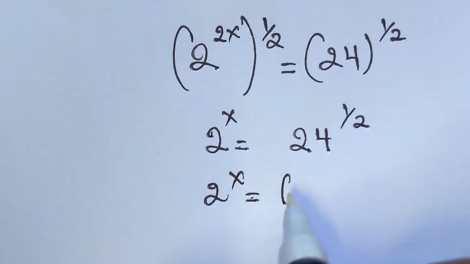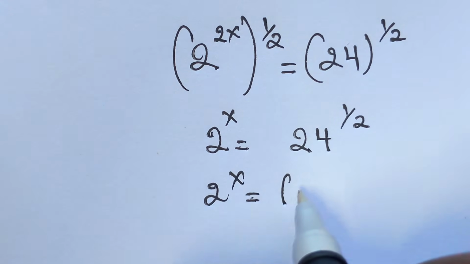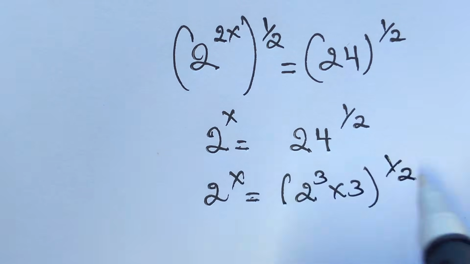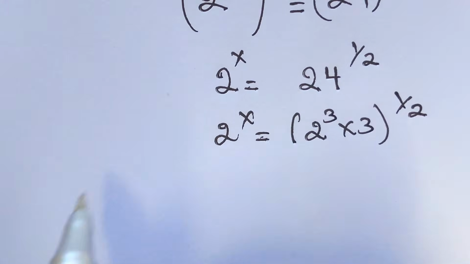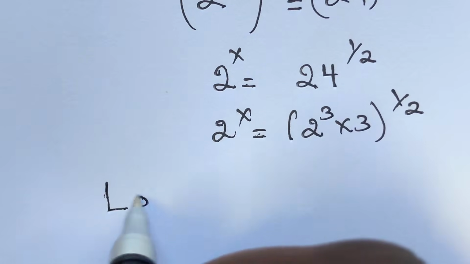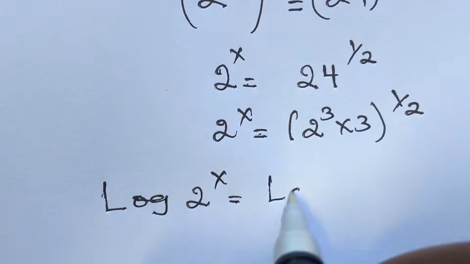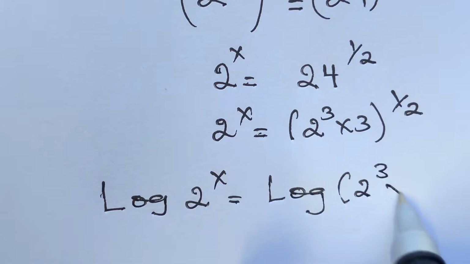We can find the prime factorization of this 24, which is equal to 8 times 3, that is 2 power 3 times 3, then power 1 over 2. This is 8 times 3, which is equal to 24. And then we shall apply the logarithm to 2 power x, which equals the logarithm of 2 power 3 times 3.